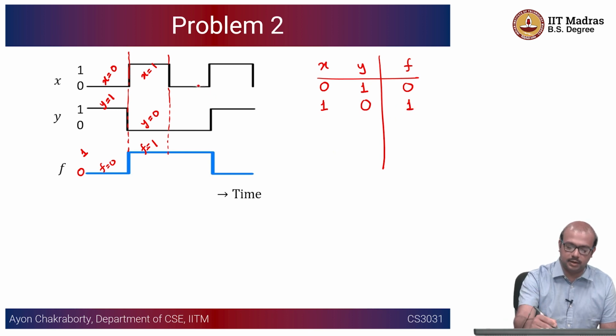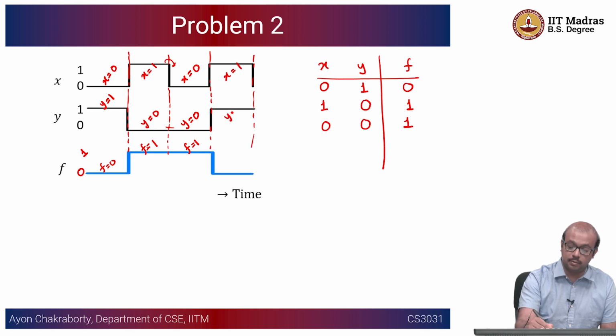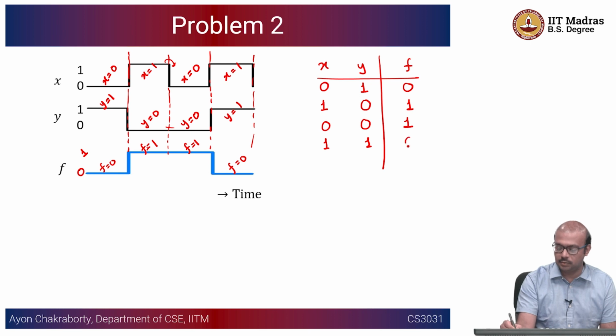The next input does change. This has changed. This remains constant. So y is equal to 0 again. In this particular part, x equal to 0 and f is equal to 1. So for 0 and 0, we get 1. The next one is again x equal to 1, y equal to 1 and f is equal to 0. So 1, 1 and this is 0.